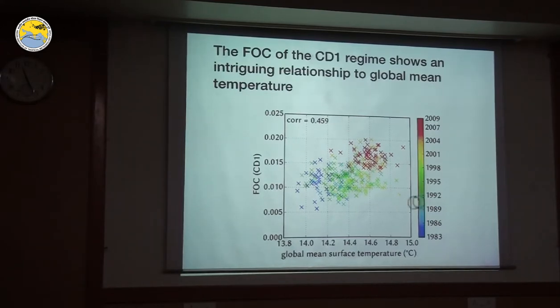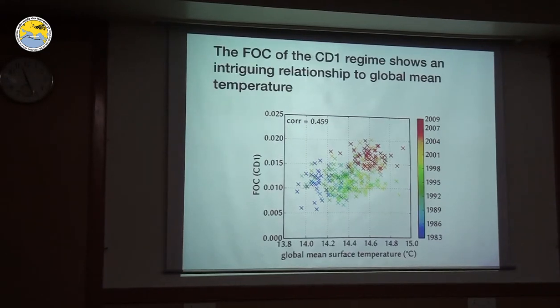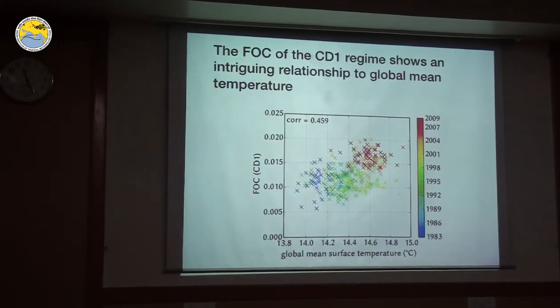One of the remarkable things that we are seeing is that there's an increase in the frequency of occurrence with global mean temperature. So this is interesting because there are several hypotheses around at the moment that the degree of convective organization may depend on the mean temperature of the planet. So a warmer planet may make more organized convection, and we seem to be seeing this in our observations. Okay, so this is another.